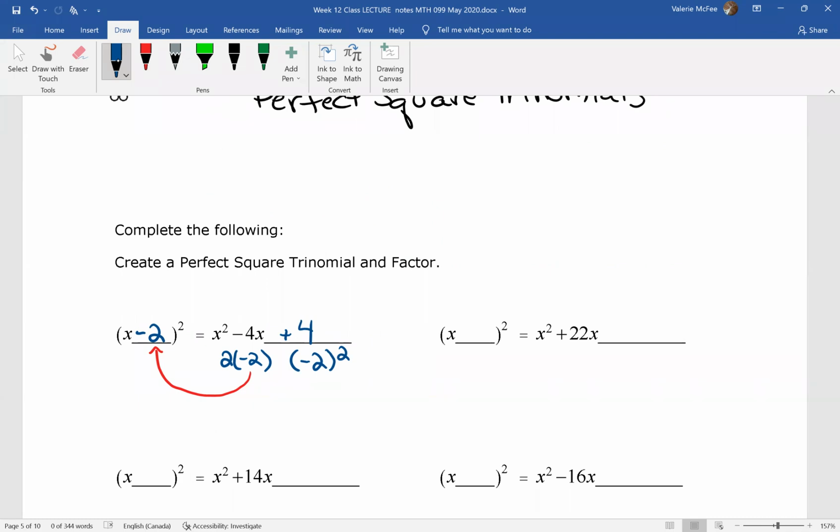Let's look at the next one. We have a 22 in our middle term of the trinomial. This is going to be 2 times 11. We're going to use this 11 to create our perfect square trinomial, or sorry, the factored form, the binomial. It's a plus 11. And just like I also used the negative 2 squared, now I'm going to use 11 squared. Finish the next two.